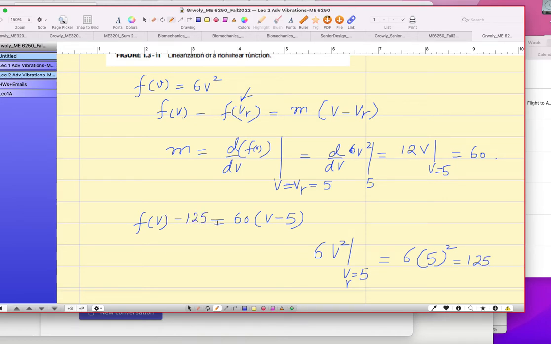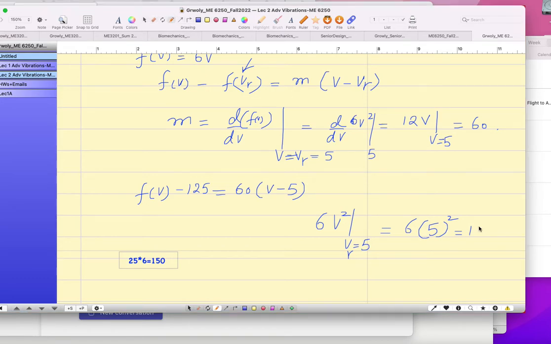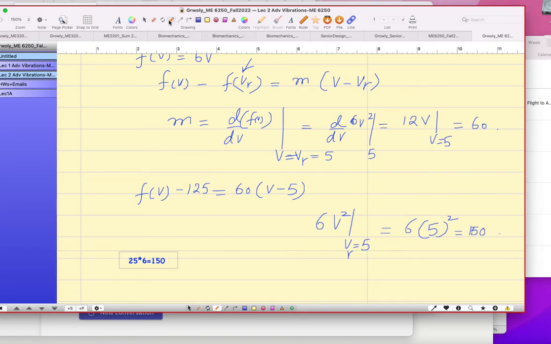Can you verify? Or 150? 6 times 25 is 150. I'm sorry, this is 150, so it is not 125. Thank you. It is 150. So the new equation is f of v equals 60 times v minus 5 plus 150.